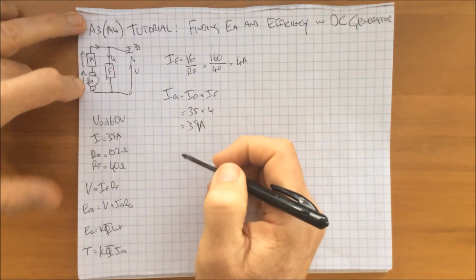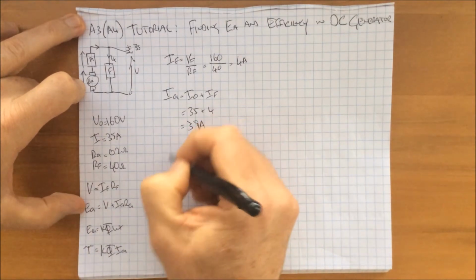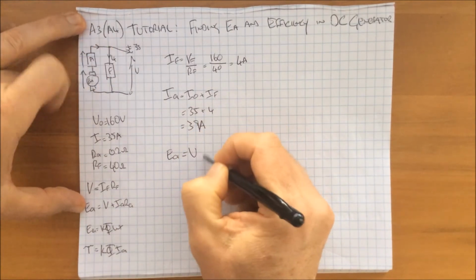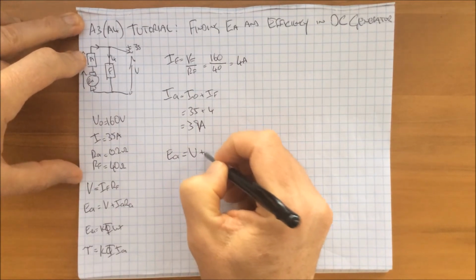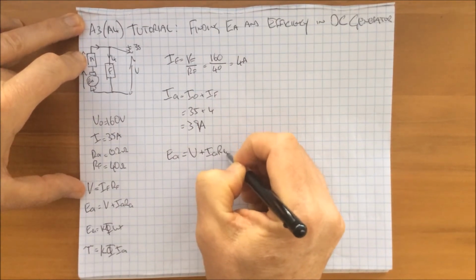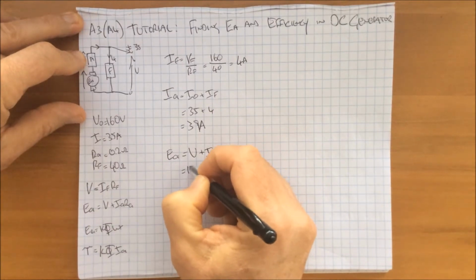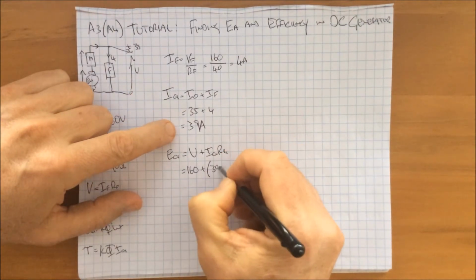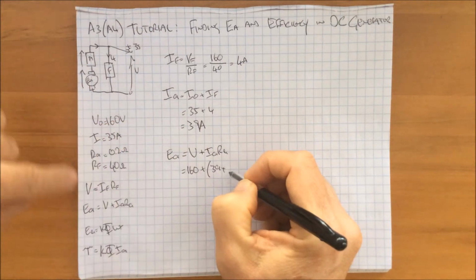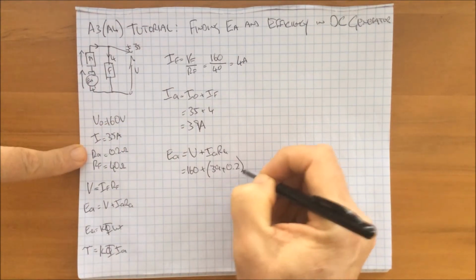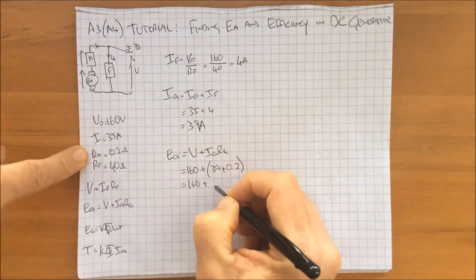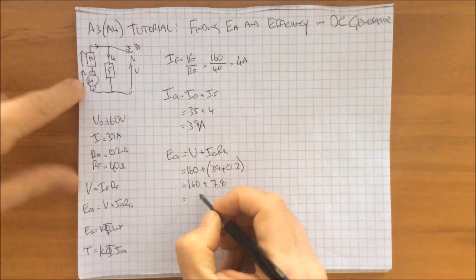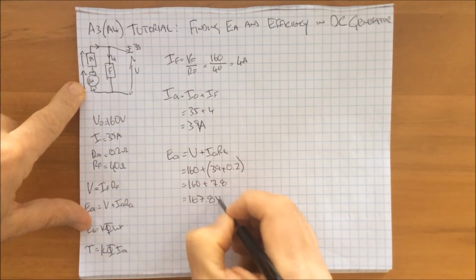So we can use this equation here. That voltage is the voltage at the terminals plus this volt drop, which is 160 plus our armature current, 39, times the value of our armature resistance, which is 0.2. That's 160 plus 7.8, which gives us a total generated voltage of 167.8 volts.